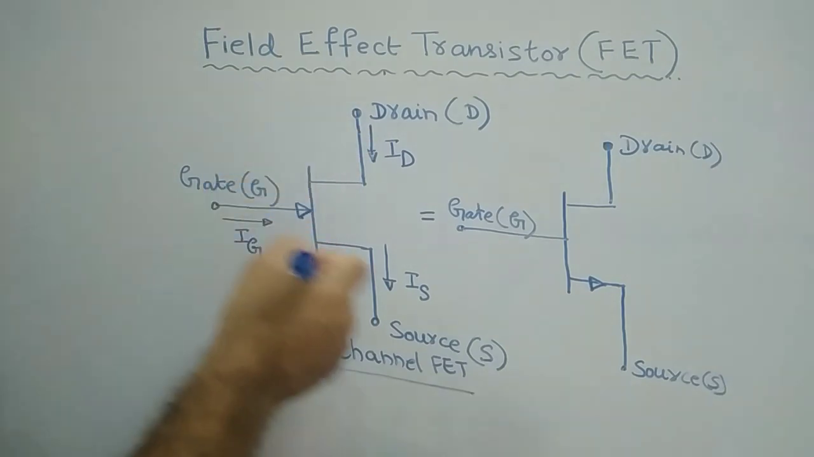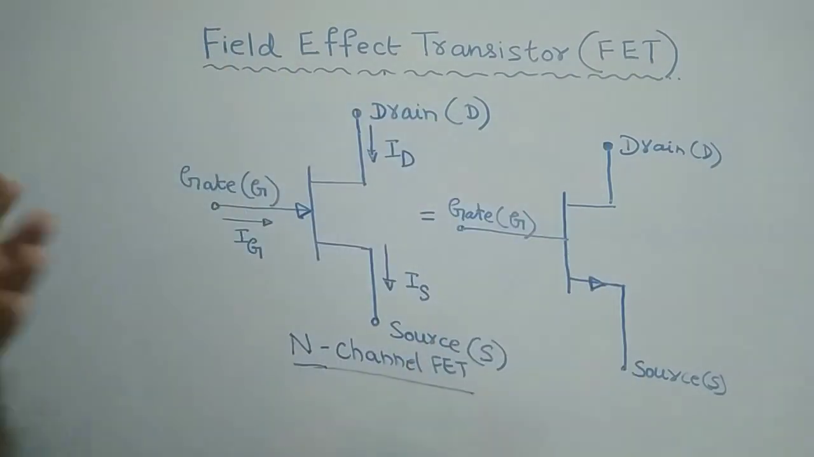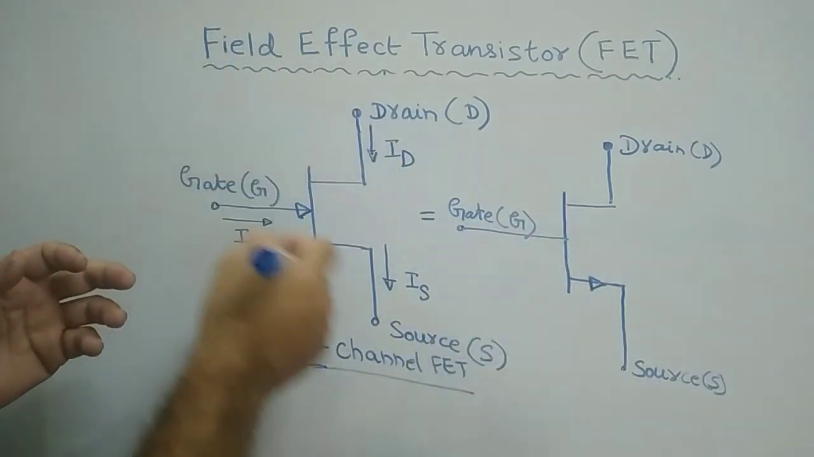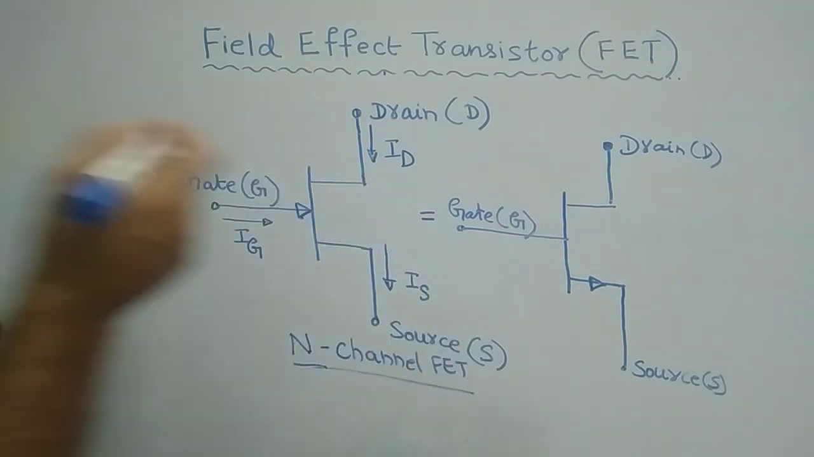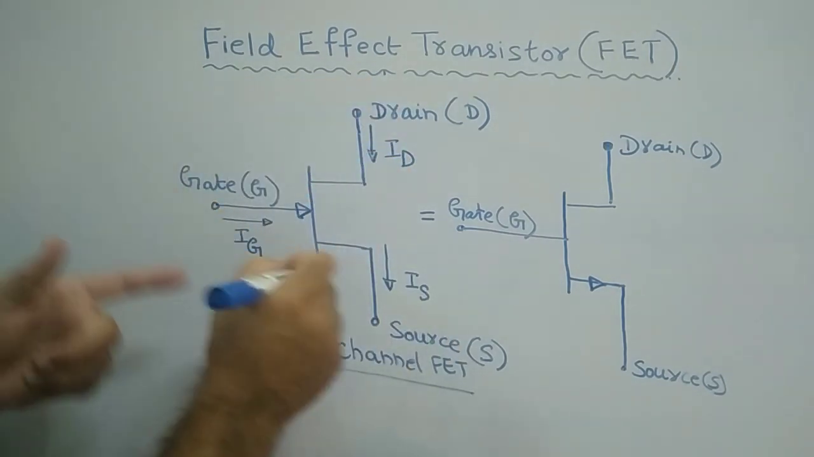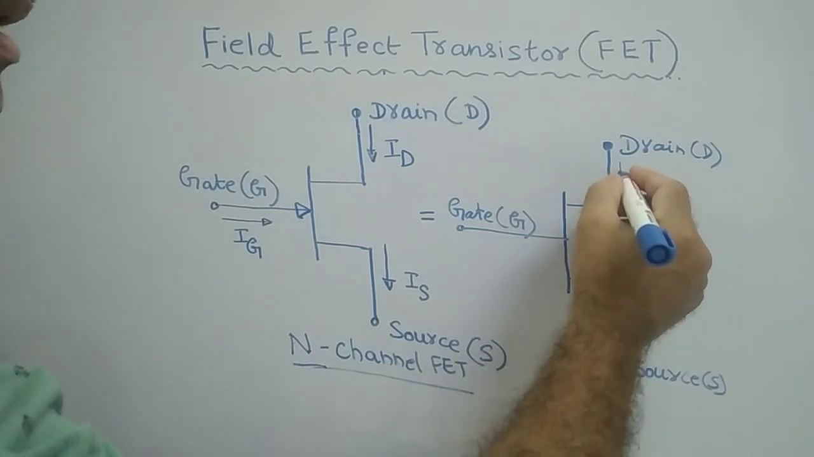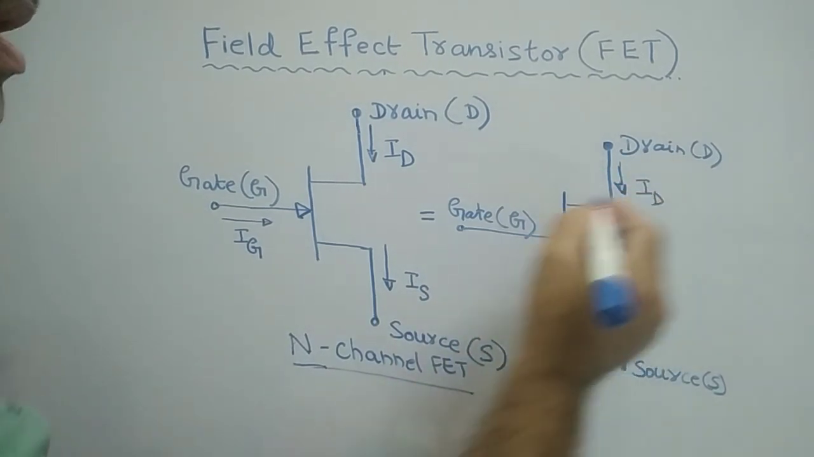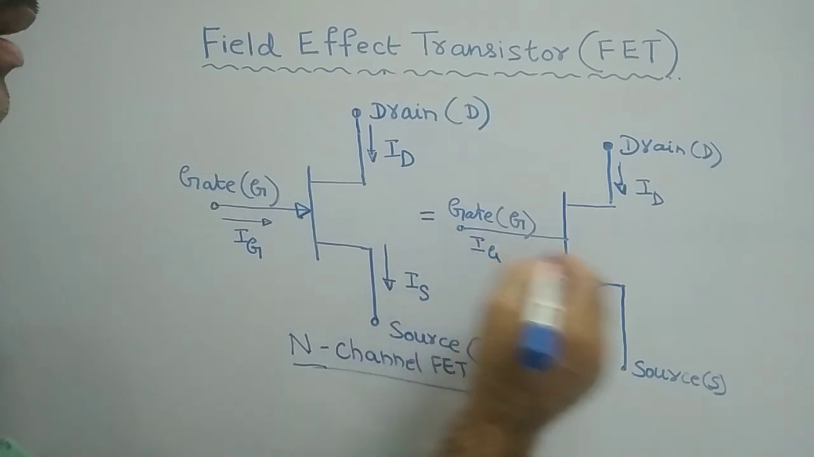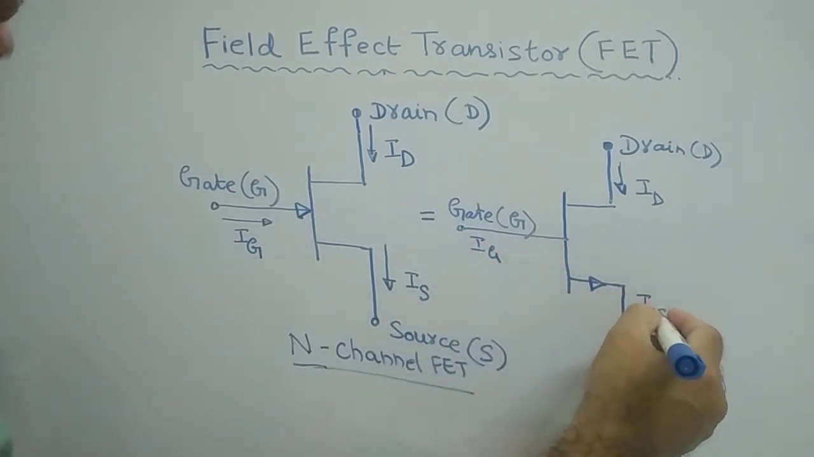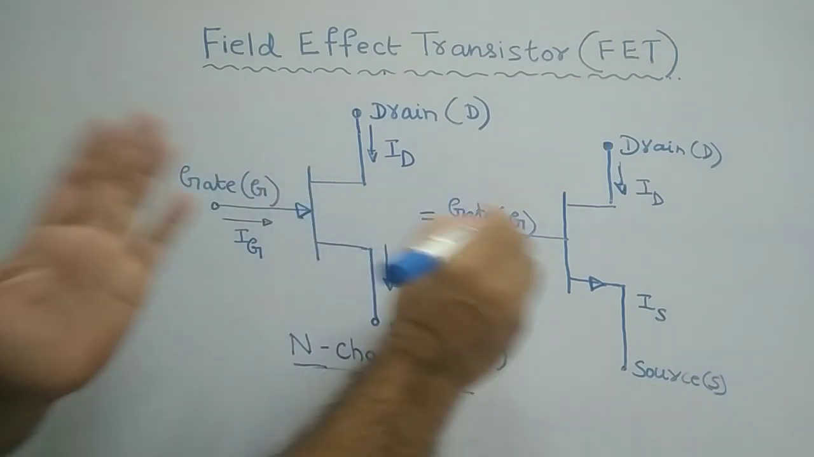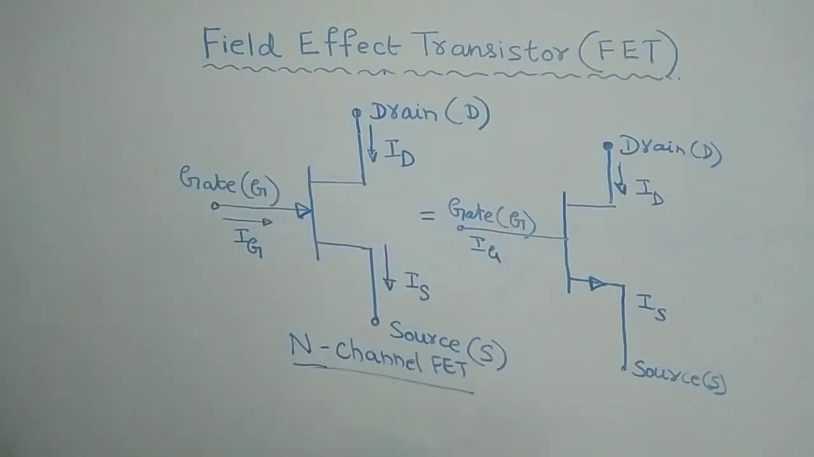Therefore, as we have three terminals, likewise as we have seen in BJT, here also we have three different types of currents: drain current, gate current, and source current. Here also the same. The drain current is called I suffix D, this is I suffix G, and this is I suffix S. Clear? This is the flow of currents.